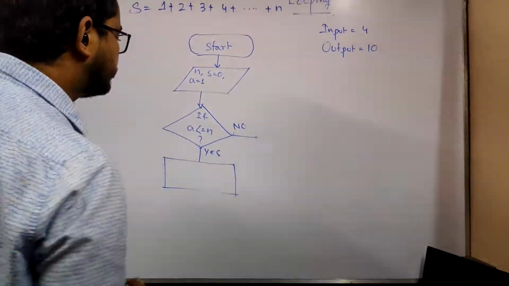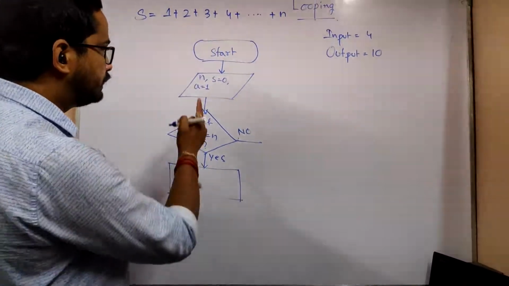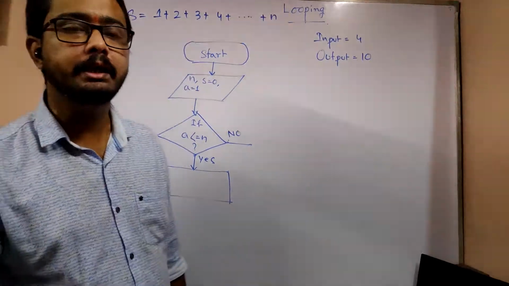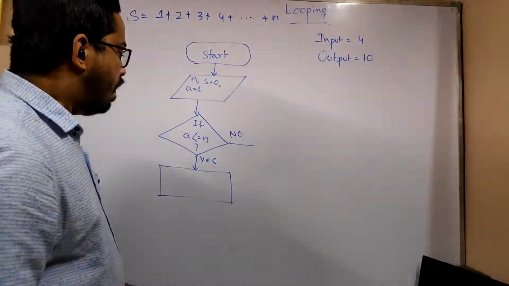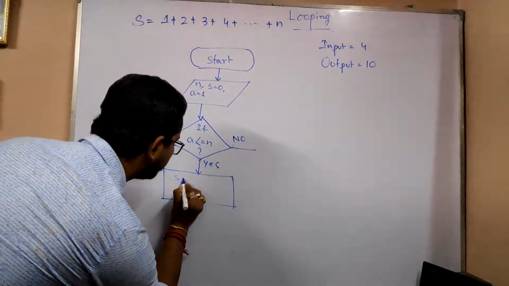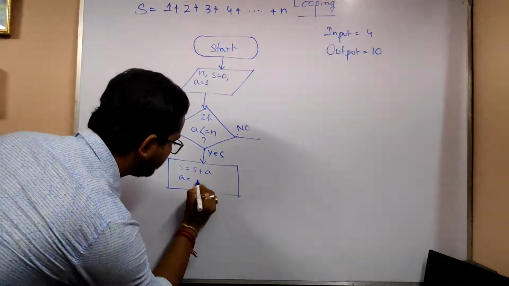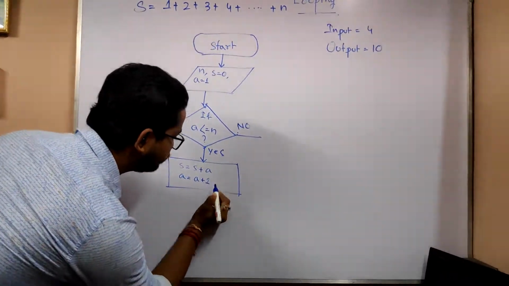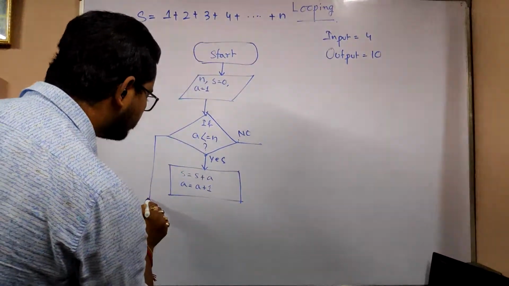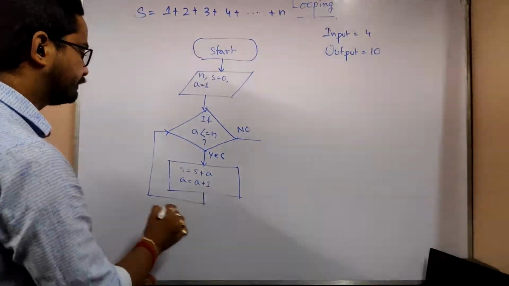Then this box is known as the process box. And here a equals 1, s equals 0, n we don't know. The value of n will be given by the user only. So here the thing we have to do is s equals s plus a. The value of a will be increased 1 by 1. And now this line will go to the decision box again.